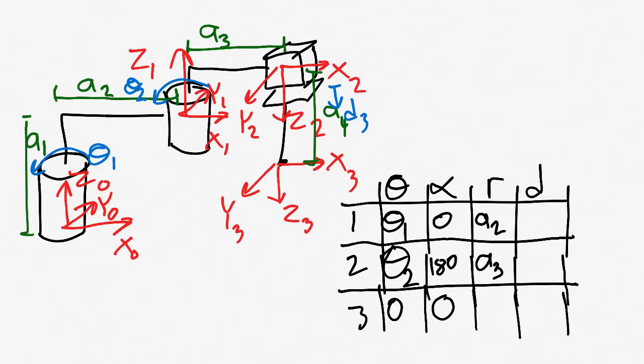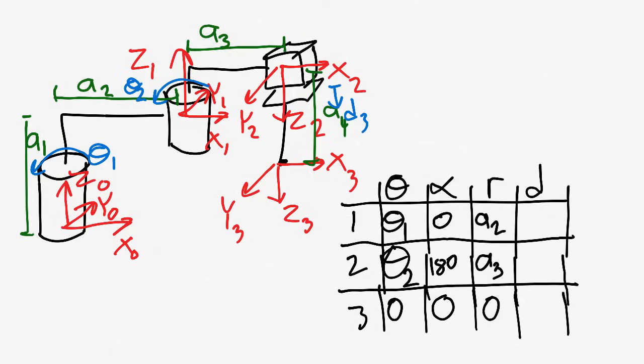Okay, let's try to get r for the third row. Here, we're going to look at the distance between the center of frame 2 and the center of frame 3 in the x3 direction. The center of frame 2 and the center of frame 3 is exactly lined up in the x3 direction. So r here in the third row is 0.